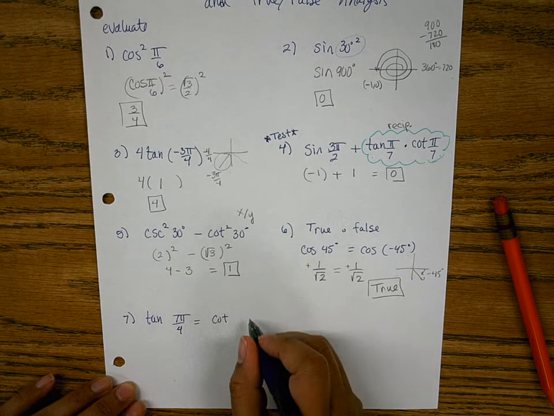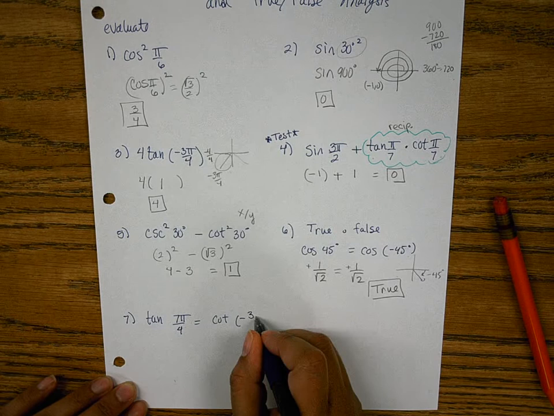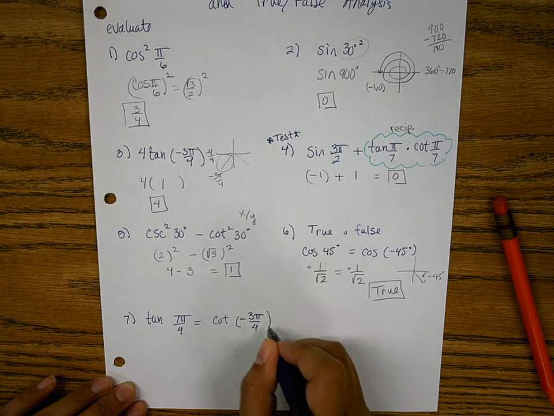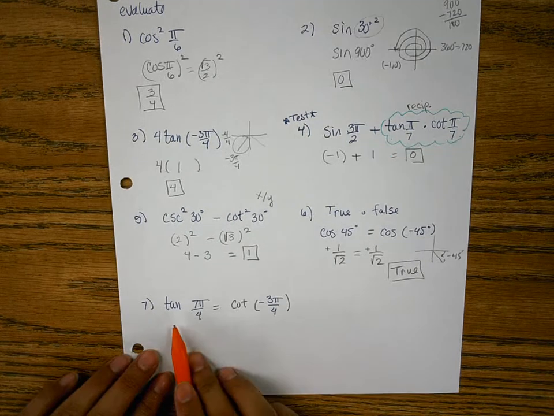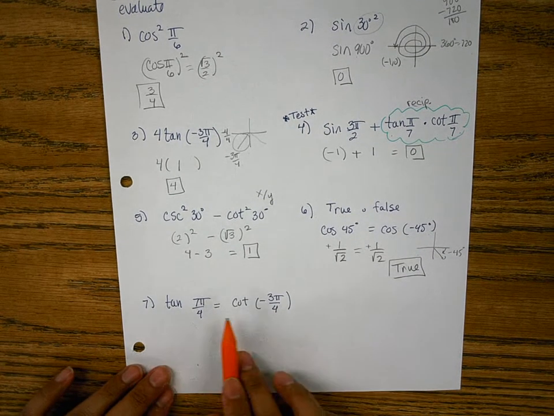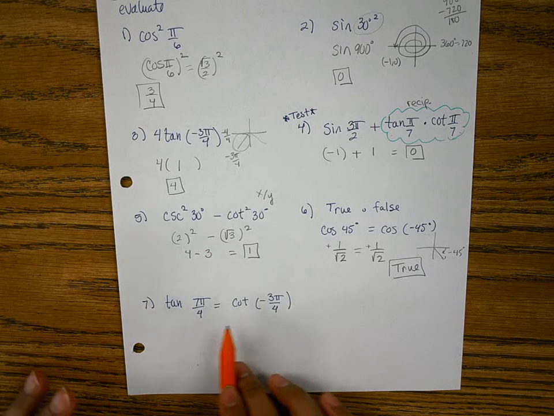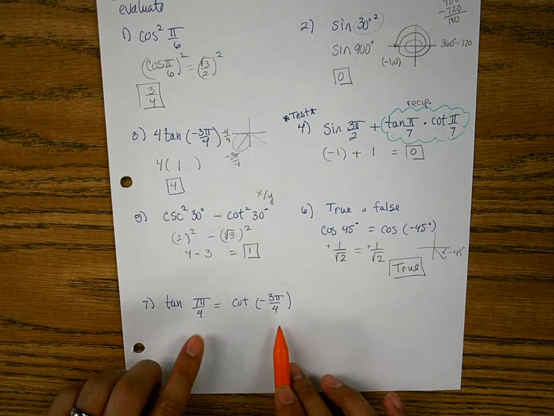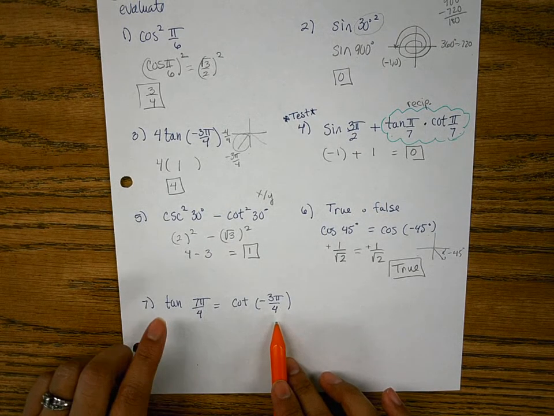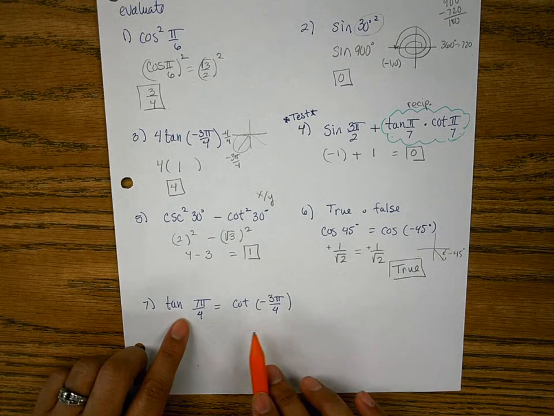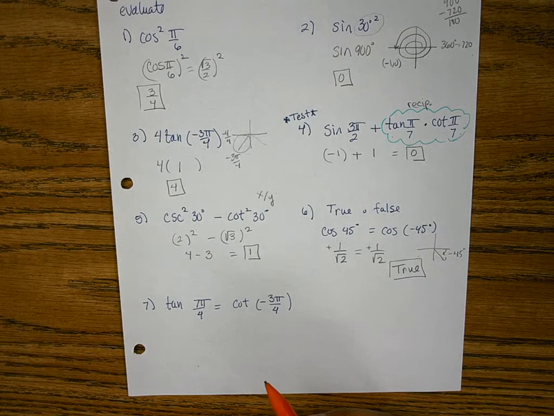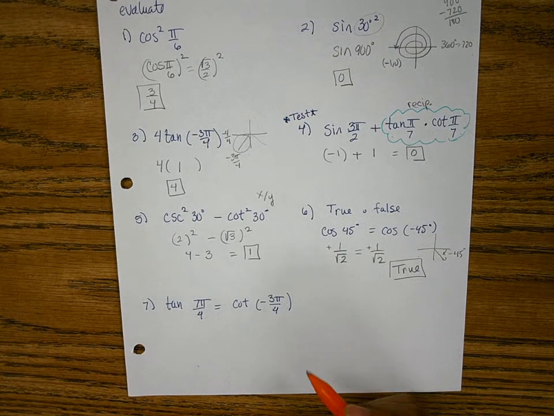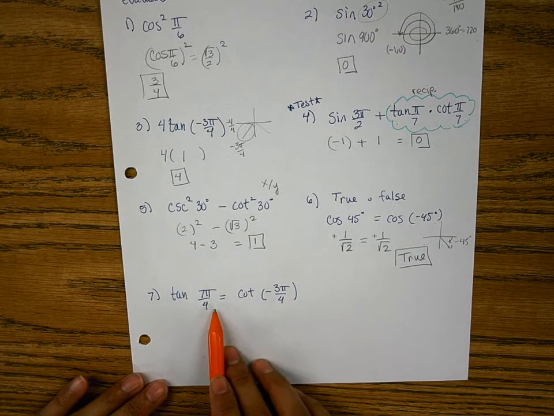Tan of 7 pi over 4 equals cotan of negative 3 pi over 4. Okay, we're dealing with two different trig functions here. We're dealing with tangent and cotangent. And typically those are not the same, but because we're dealing with the 45 reference angle, tangent of 45 is always 1, and cotangent of 1, the reciprocal of 1, is still 1. What we have to figure out is whether it's positive 1 or negative 1.